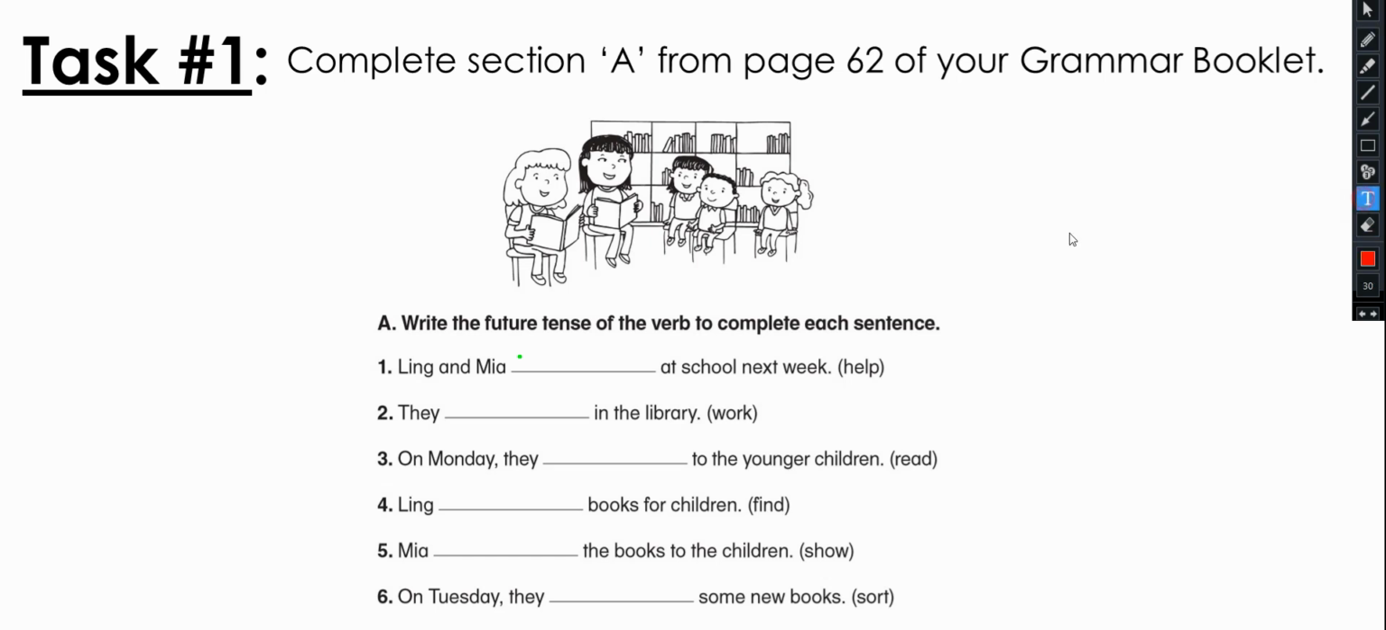So Leah and Maya will help. So we will use the verb right here and we will add the word will.